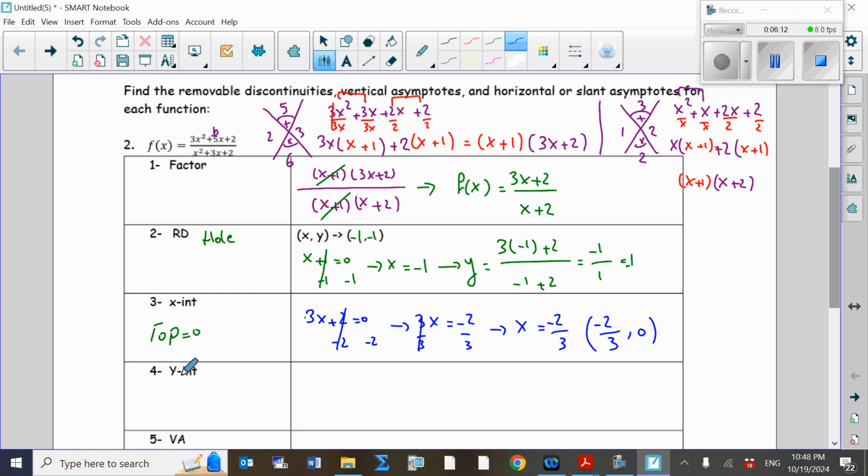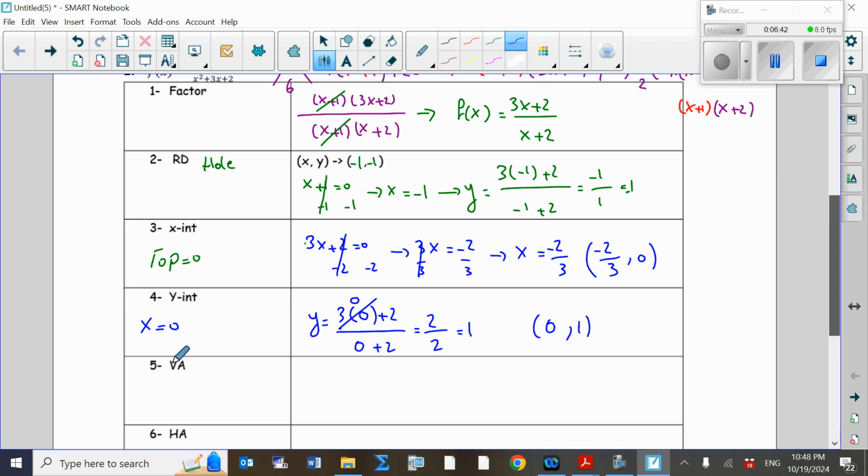To find the y-intercept, you're going to set the x equal to 0 and plug that into the function. Wherever you see x, replace that with 0 plus 2 and 0 plus 2. 0 plus 2 is 2, 0 plus 2 is also 2. So the y-intercept is 3 over 2, which is equal to 1... so the y-intercept is (0, 1).